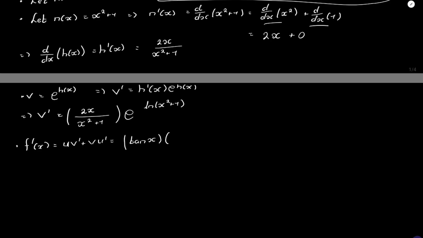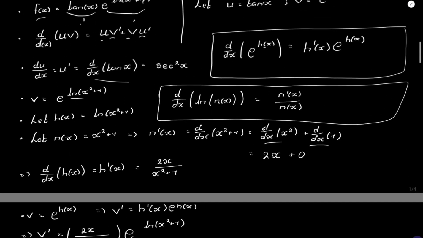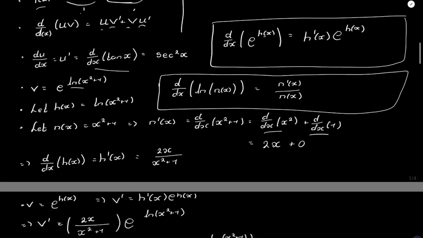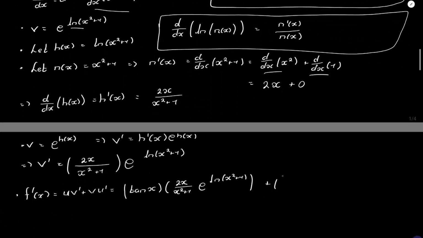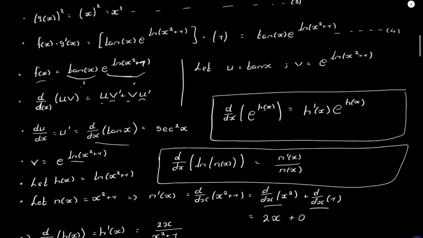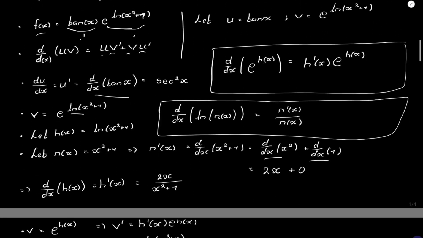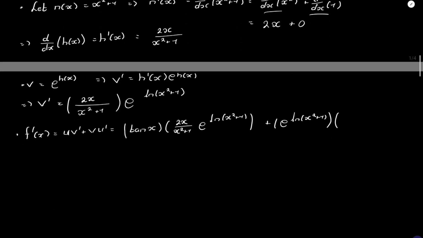What is our v prime? V prime is the function 2x on x squared plus 1, e to the ln of x squared plus 1, plus, what is our v then? Our v is the function e to the ln of x squared plus 1, e to the ln of x squared plus 1. And what is our u prime? Our u prime is the function sec squared x.